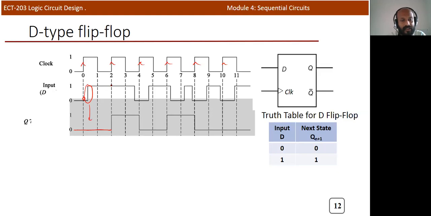At this particular instant, again there is a sensitive point. It will check the input side. The input is 1, so the output becomes 1, and it will continue like this. There is a change in input, but it will not reflect at this particular instant.